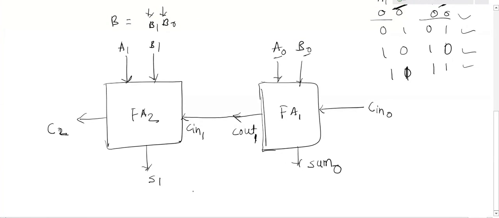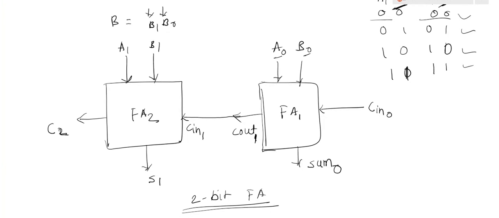Now this is the 2-bit full adder, how we can implement it to perform the addition of variables which are 2 bits in size. Clear? Got it? 2-bit full adder?